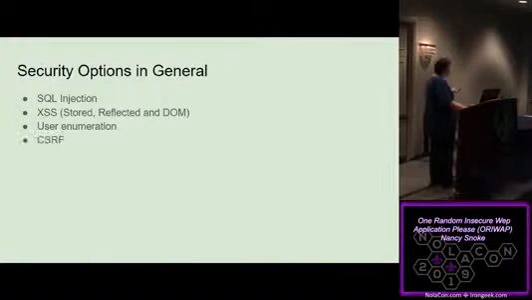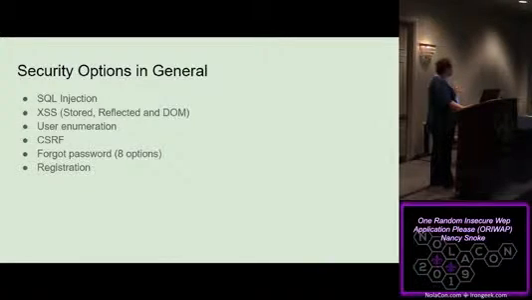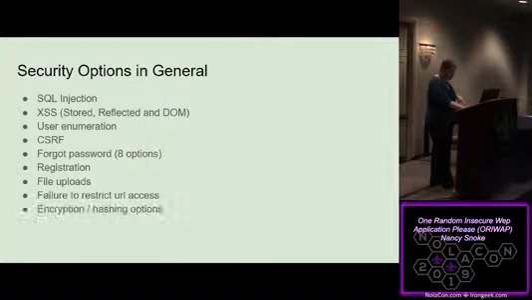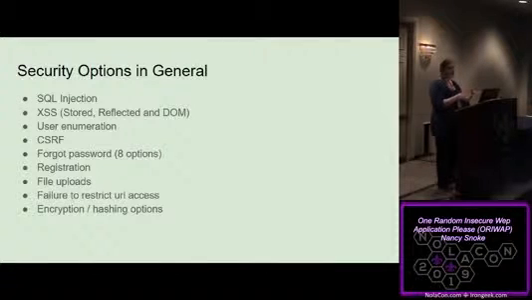Obviously things like user enumeration, turning off CSRF, forgot password, which has a massive eight options. There's some stuff going on in registration. There's file uploads, failure to restrict URL access, some encryption and hashing options, all the normal things you probably want to teach programmers if you're teaching that sort of thing. And they can also be fun to play with.